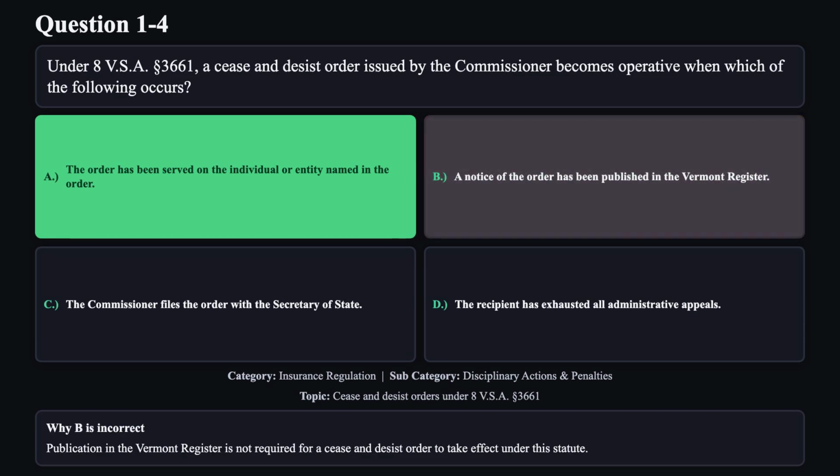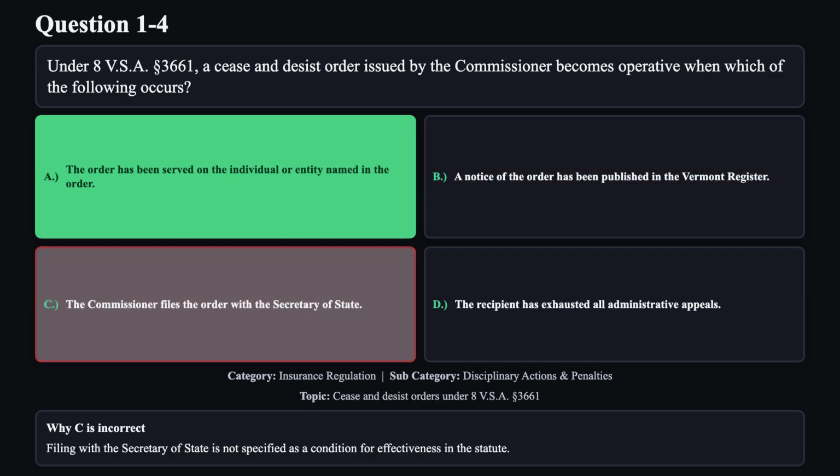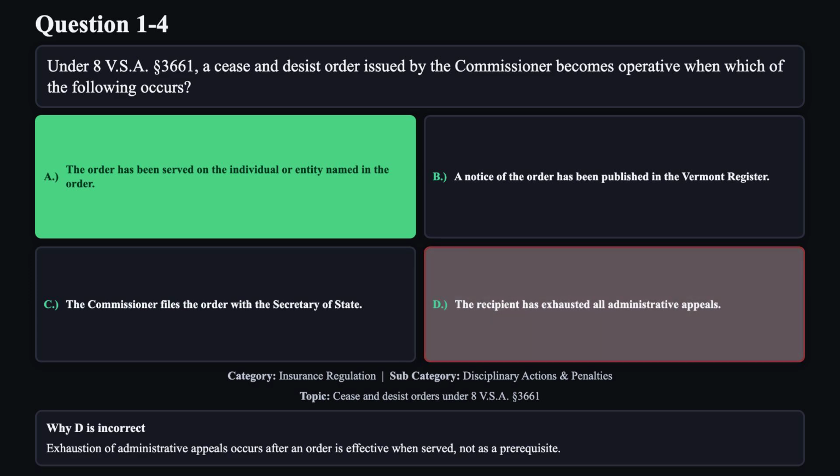Reason B is not correct. Publication in the Vermont Register is not required for a cease and desist order to take effect under this statute. Reason C is not correct. Filing with the Secretary of State is not specified as a condition for effectiveness in the statute. Reason D is not correct. Exhaustion of administrative appeals occurs after an order is effective when served, not as a prerequisite.